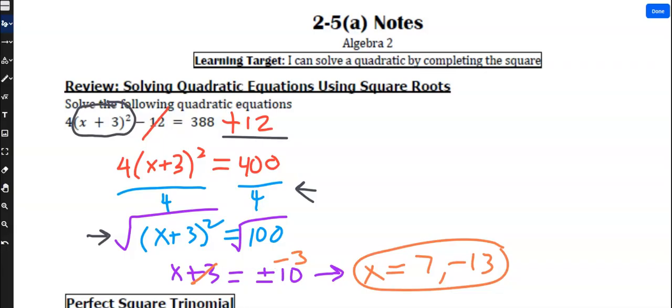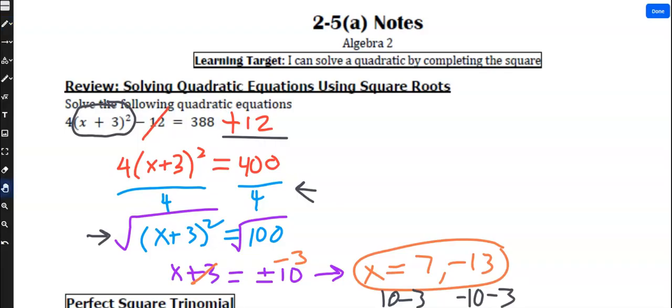We know the square root of 100 is plus and minus 10, right? In a solving situation, you have to have both answers. And then to get the x by itself, you subtract 3. And 10 minus 3 is 7, and that's the first one. And negative 10 minus 3, that's the negative 13. Those are the two answers to that question.